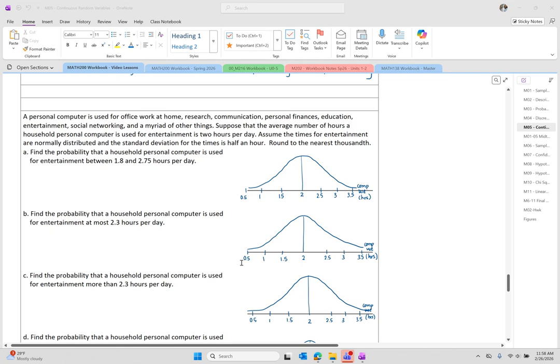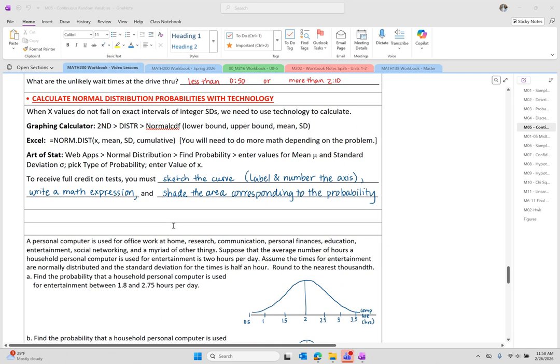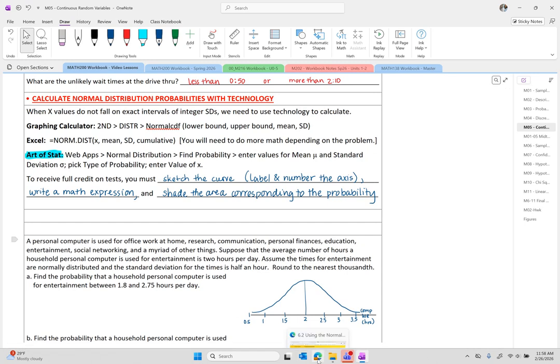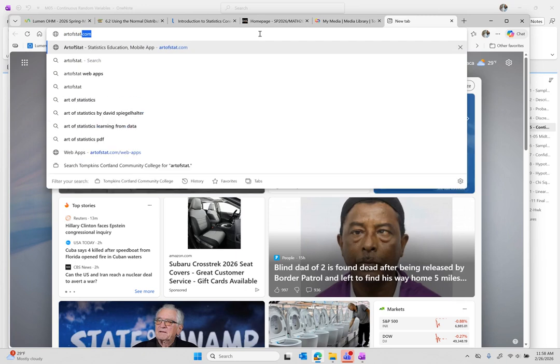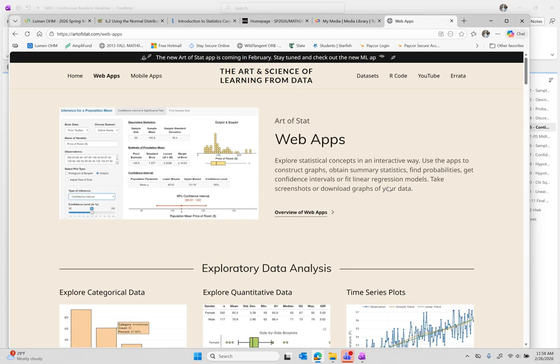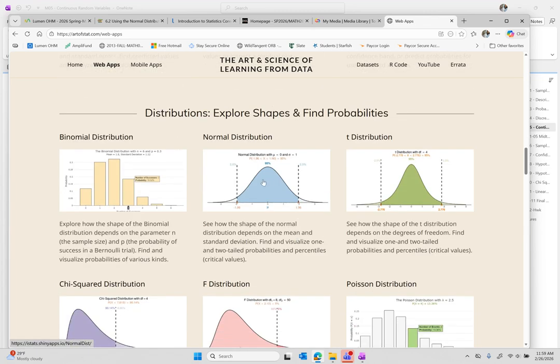In this video, we are continuing our section on how to use the normal distribution. We will actually use technology. In this particular video, we will be using the Art of Stat online apps. So we want to go online to artofstat.com. And from here, we want to use the free online web apps. And from those, we want to use the app that is the normal distribution when time comes.